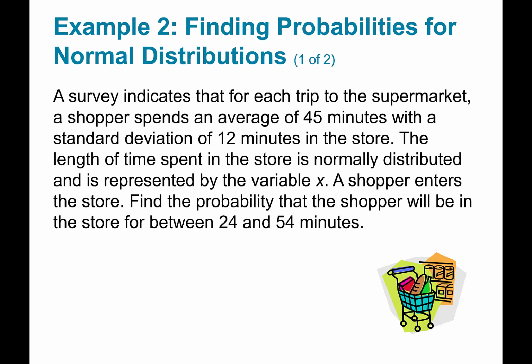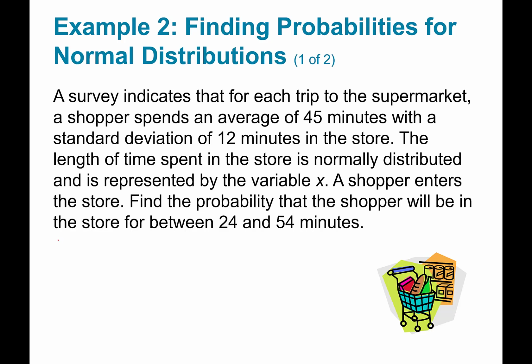Okay, so now let's look at an example where we're finding the probability for in between two values for a normal distribution. A survey indicates that for each trip to the supermarket, a shopper spends an average of 45 minutes with a standard deviation of 12 minutes in the store. The length of time spent in the store is normally distributed and is represented by the variable x. A shopper enters the store. Let's find the probability that this shopper will be in the store for between 24 and 54 minutes.